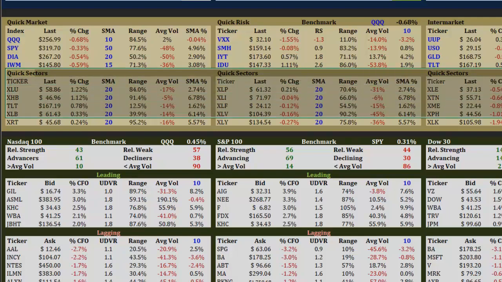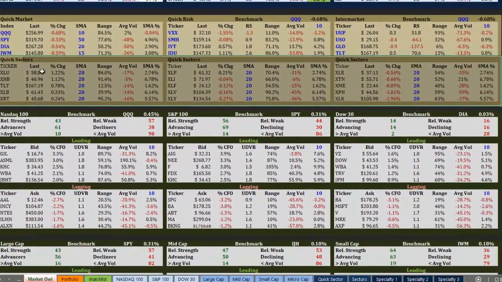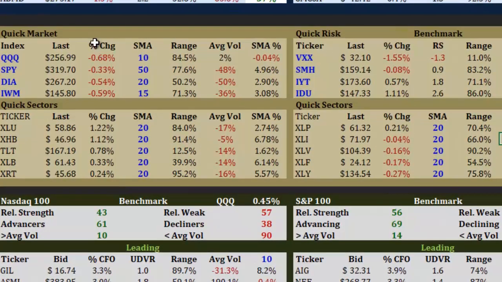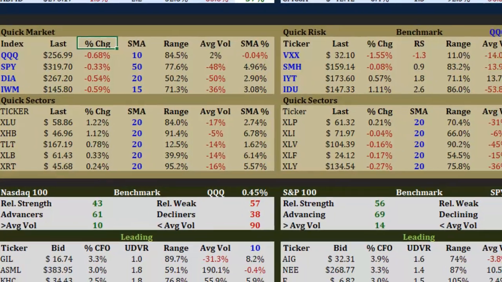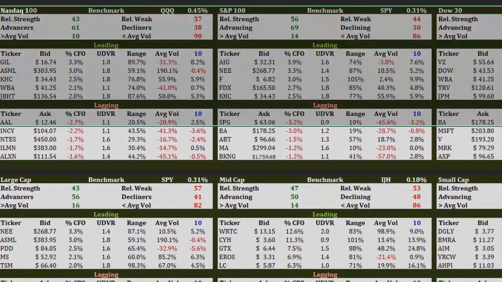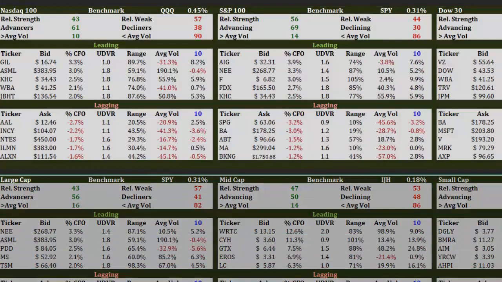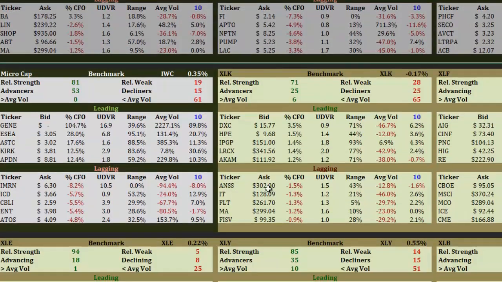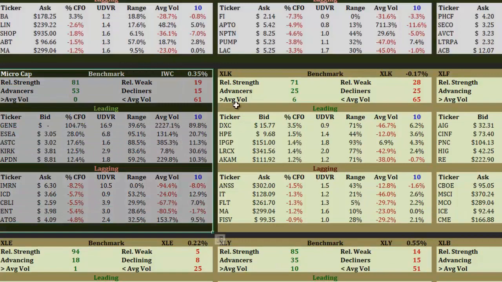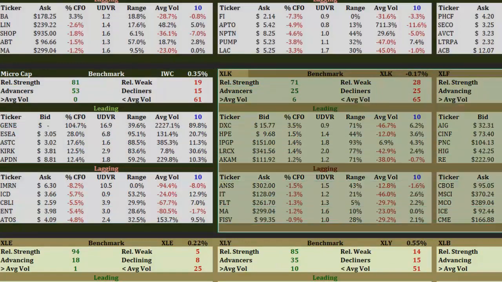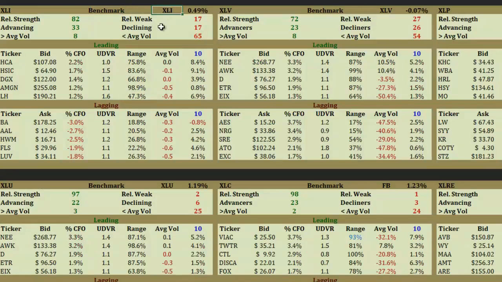Underneath those, we have quick sector, automatically ranked and sorted from best performing to worst performing. Again, same setup. Wherever it says percent change, that is percent change for the entire day, not percent change from the open. Then we have the indices, NASDAQ, S&P, Dow. Then we have the large cap, mid cap, small cap, micro cap, followed by the sectors. You see, you've got the benchmark. It tells you what it is.